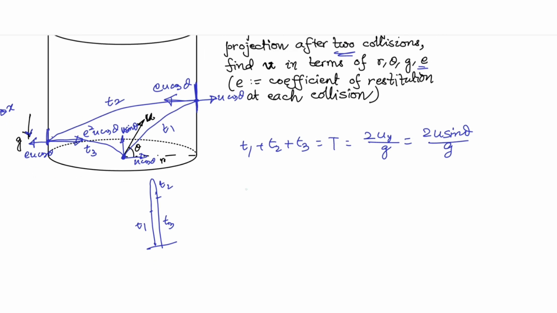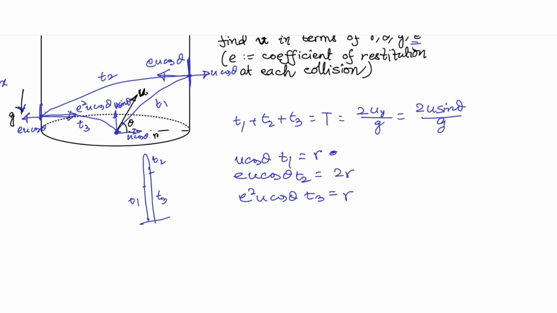Now see, what is u cos theta times t1? This is uniform motion. There is no acceleration along the x-axis. Since there is uniform motion, u cos theta times t1 is equal to r, right? Now what is e times u cos theta times t2? That is equal to 2r. And what is e squared u cos theta times t3? That is equal to r. You can see from this diagram.